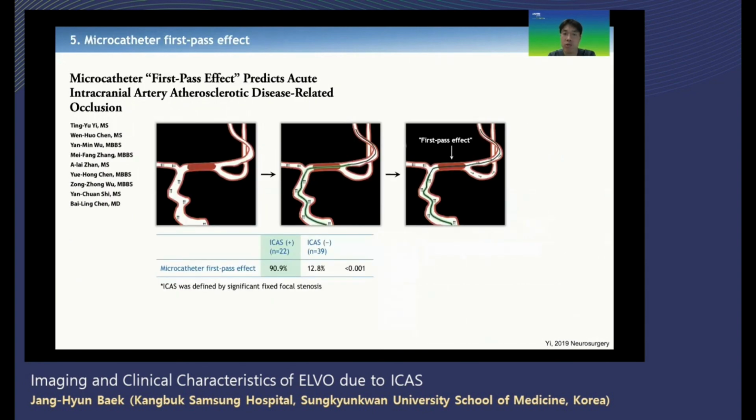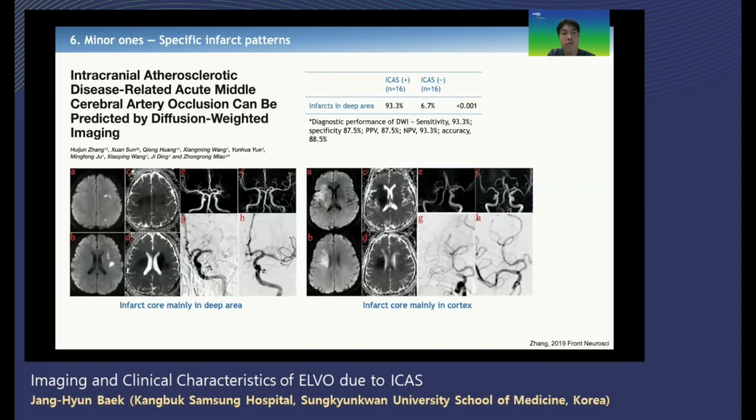There was an interesting finding to suggest ICAS LVO after the occlusion segment is penetrated by a microcatheter. Temporal anterograde flow can be seen in ICAS LVO. It was also reported as the first pass effect, and this is very frequently seen in patients with ICAS LVO, more than 90% of cases. There are some minor imaging findings for ICAS LVO.